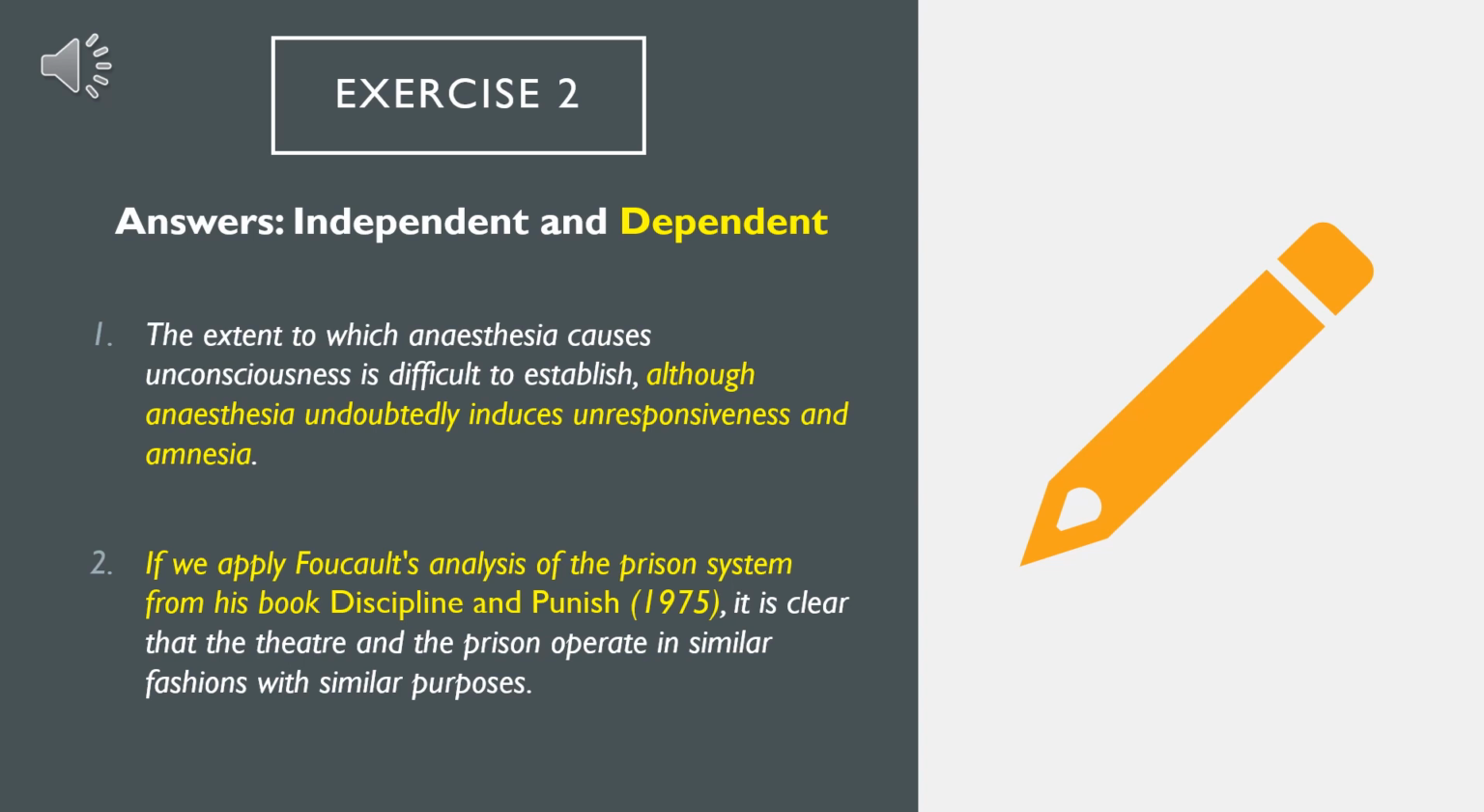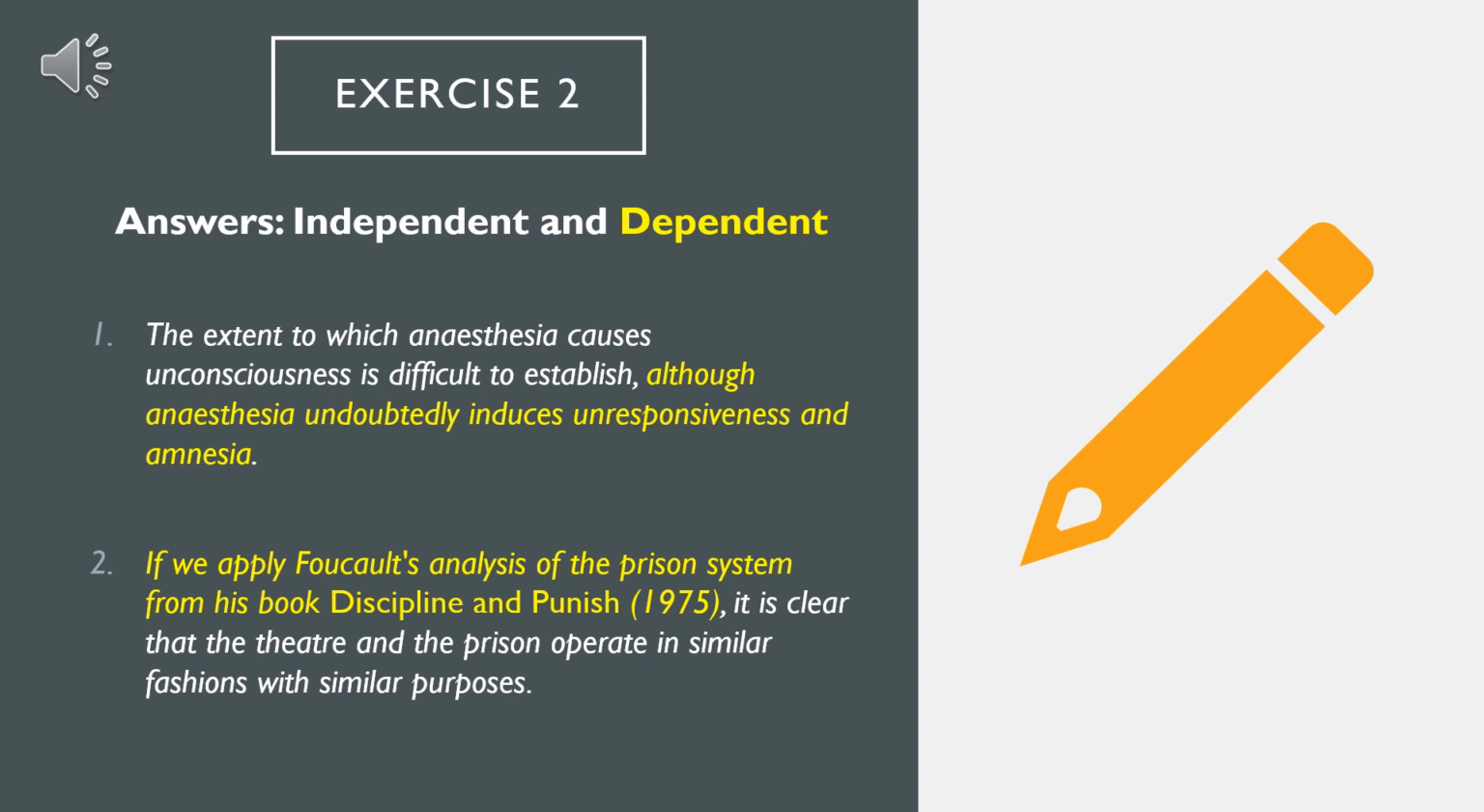As you can see, in the first sentence, the independent clause is the extent to which anesthesia causes unconsciousness is difficult to establish. It has a subject and a predicate, and it can stand alone. The dependent clause is, although anesthesia undoubtedly induces unresponsiveness and amnesia. This clause does have a subject and a predicate, but it begins with the subordinating conjunction although, and this tells us that it needs another clause attached to it in order for the sentence to make sense.